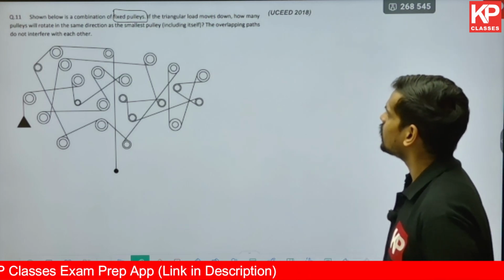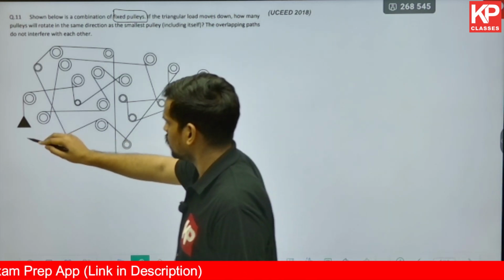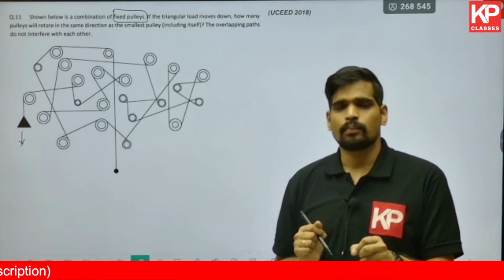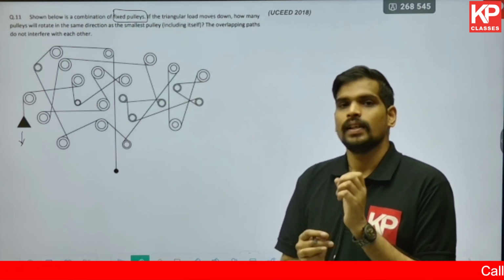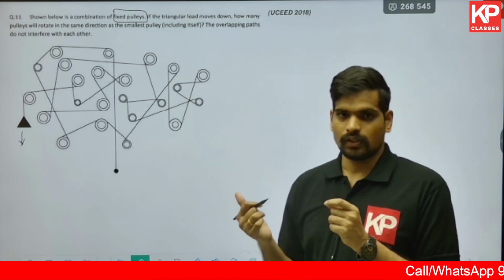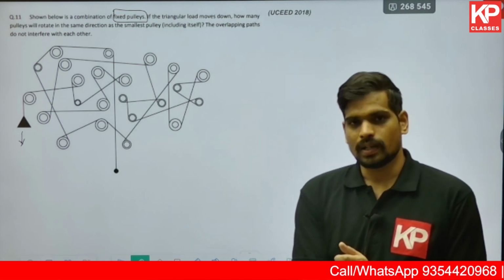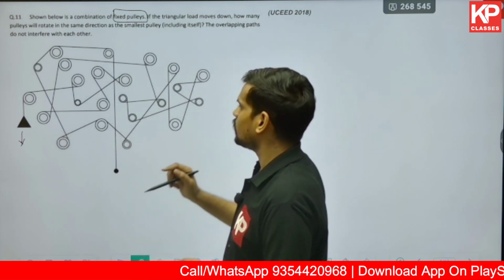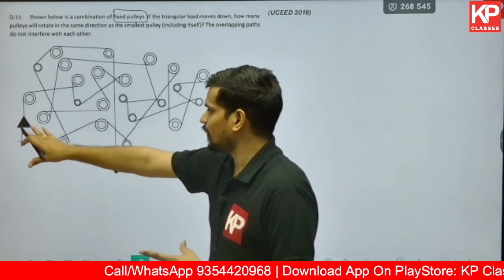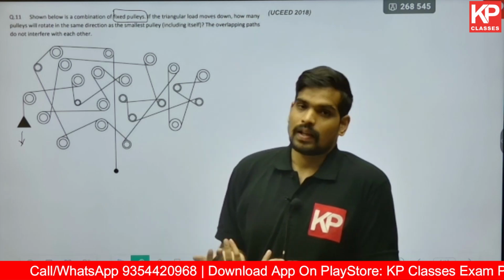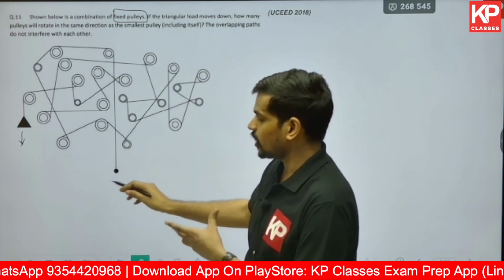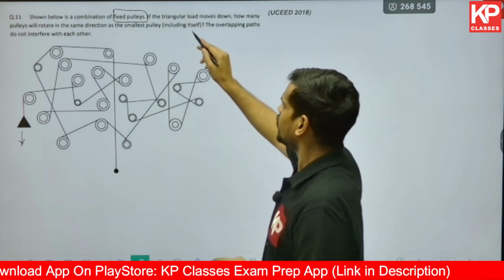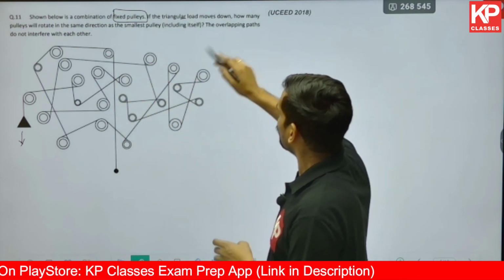If the triangular load moves down, they're saying that this load. Now, reading the question properly is very important in the first step. Understand every step, because in such questions, particularly the visualization part, every word becomes very important, which direction they're talking about. So they're saying that this triangular part is the load. They have not written which is the load over here. If they had mentioned a circular load instead of the triangular load, then the complete answer will change. So I have to read every part clearly. The triangular part is basically the load that moves downwards.